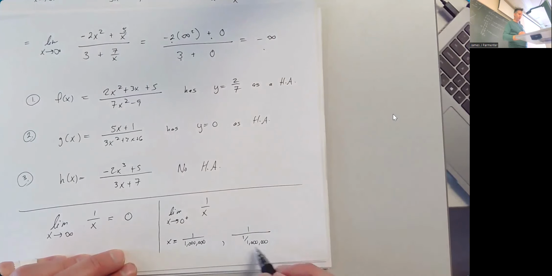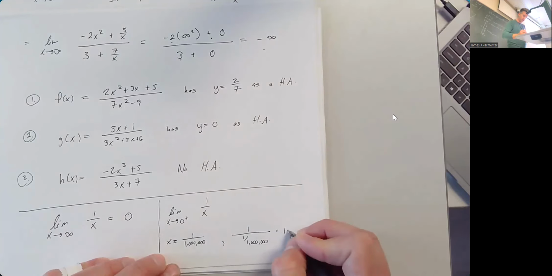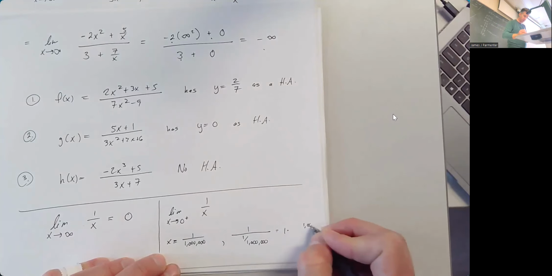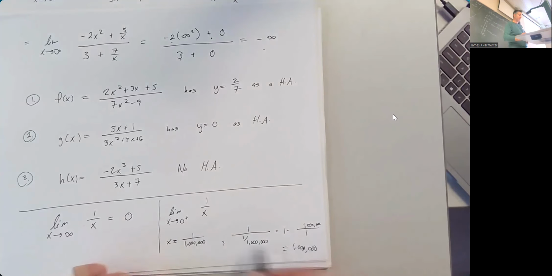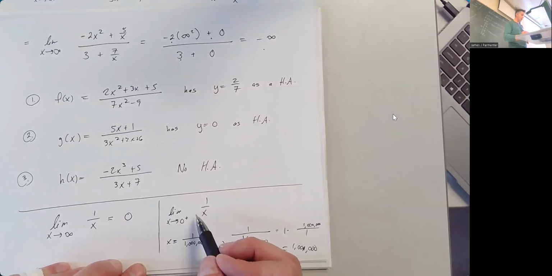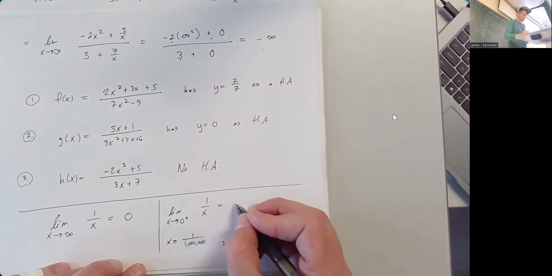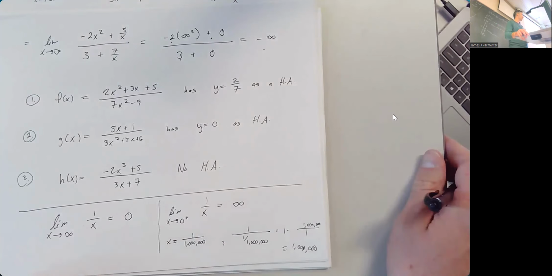When you divide by a fraction, we flip and multiply. So you're really going to get 1 times 1,000,000 over 1, which is 1,000,000. So as the denominator gets smaller and smaller, closer and closer to 0, the overall fraction gets infinitely large.